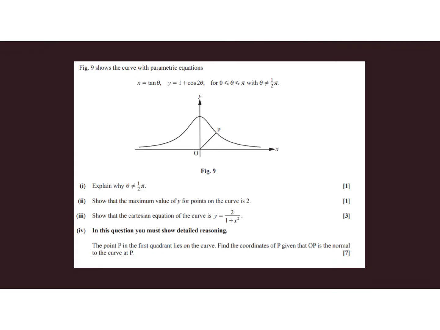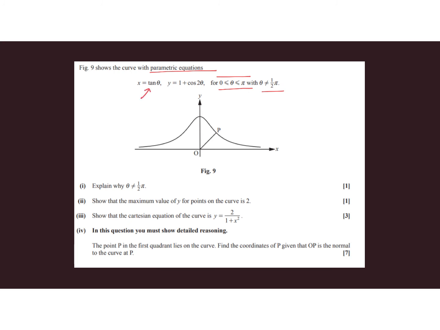So on to the final question in this question set, which is about parametric equations. And these parametric equations are defined below. x = tan theta, y = 1 + cos 2 theta, and they're defined across theta between 0 and pi, but theta not equal to pi by 2. So part 1, explain why theta can't be pi by 2.